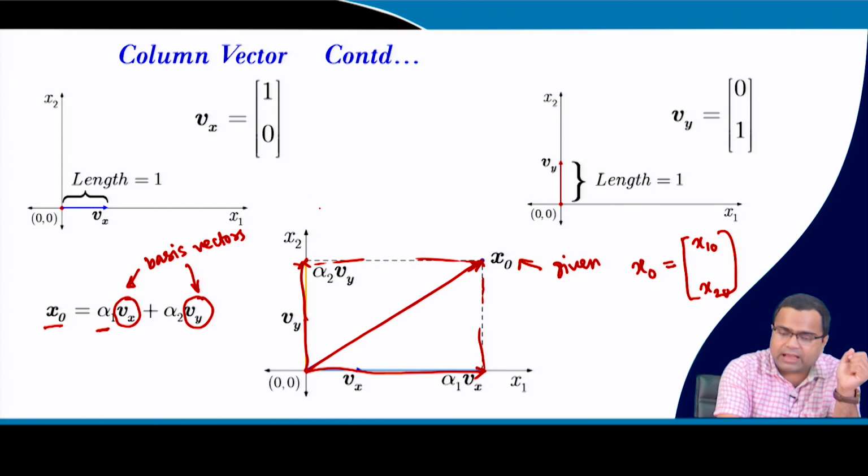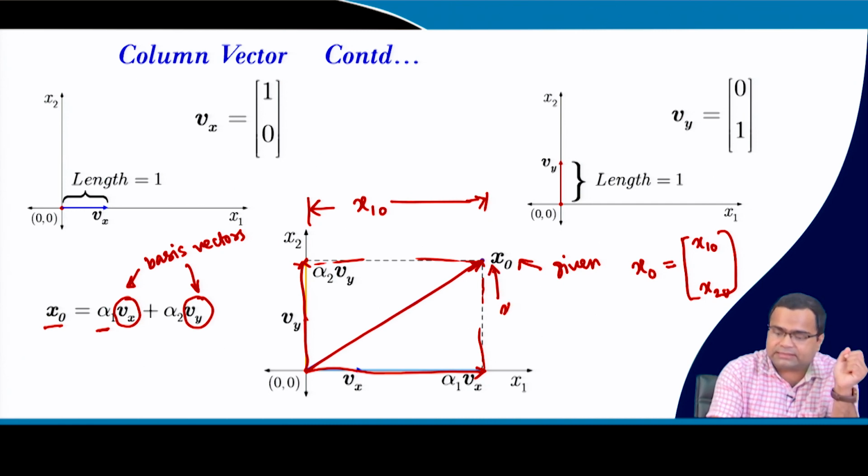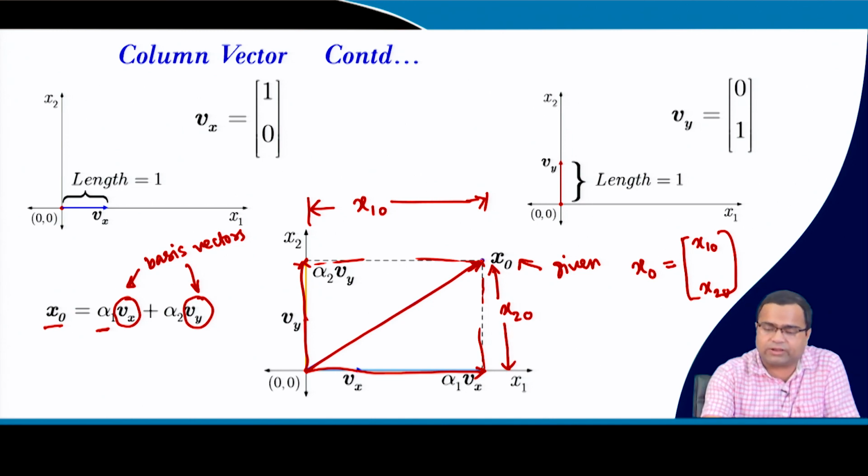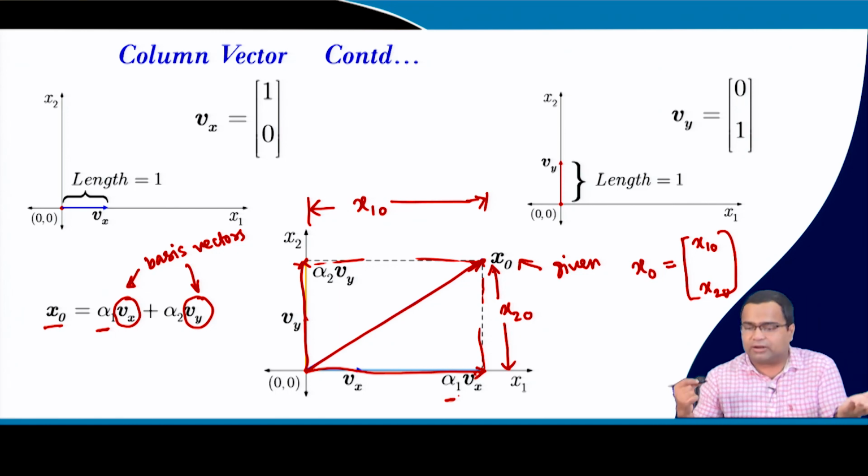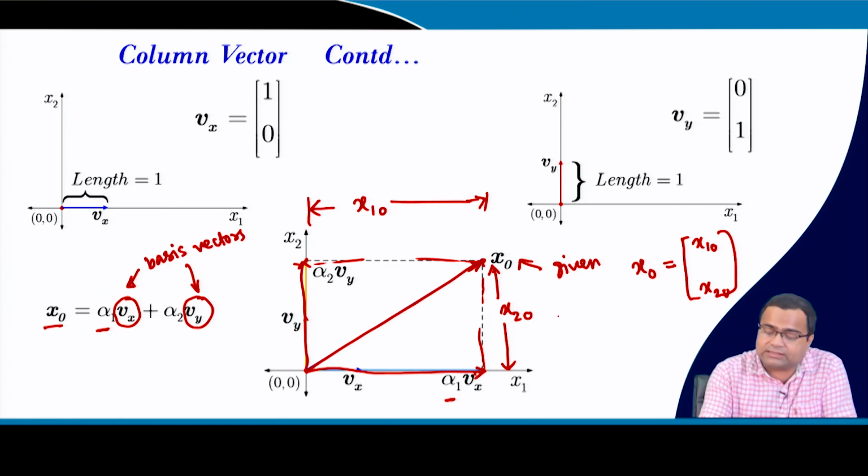That means, I can say in this axis it has x1 0 units and in this axis it has x2 0 units. So then this is the coordinate, and I want to match this coordinate, the horizontal and the vertical displacement, and from there I can solve for alpha 1 and alpha 2. That means, what is the bottom line?